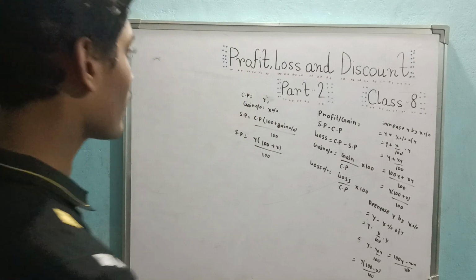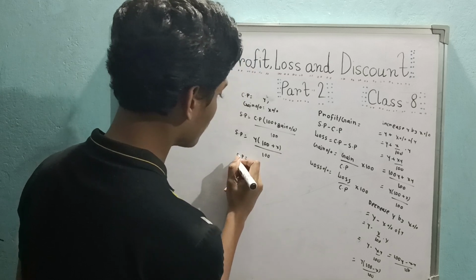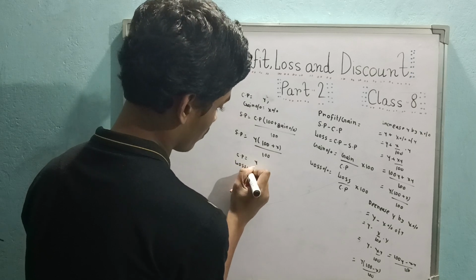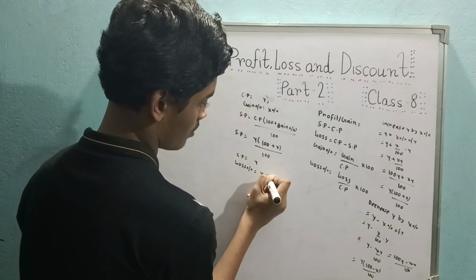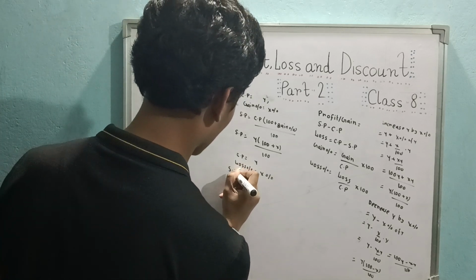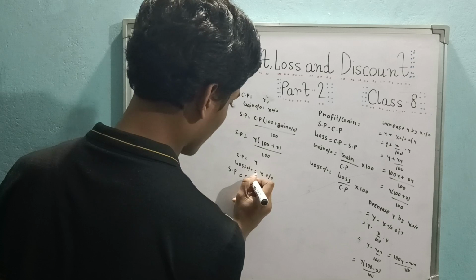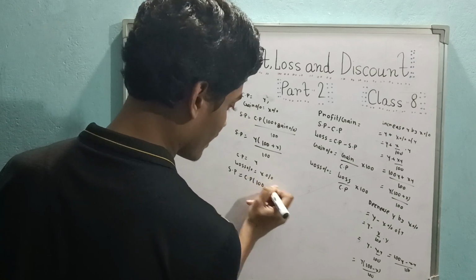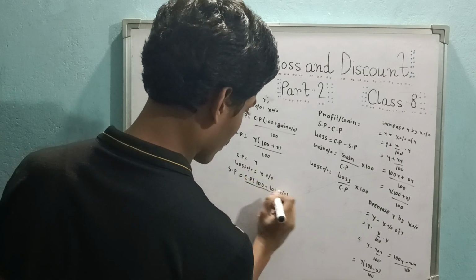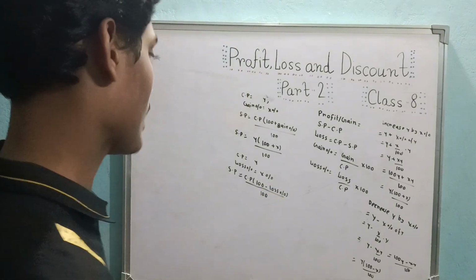Now suppose again my cost price is equal to Y and my loss percent is equal to X%. Then what is my selling price? This is another formula. When you are given the cost price and loss percent, the selling price is equal to cost price multiplied by 100 minus the loss percent, by 100. This is the formula you can use to find the selling price.